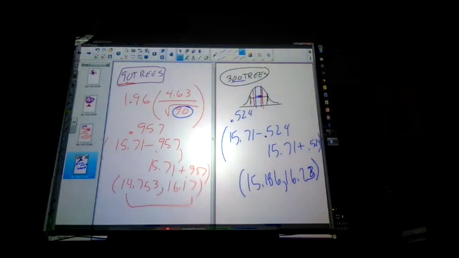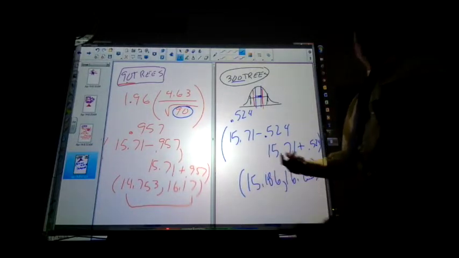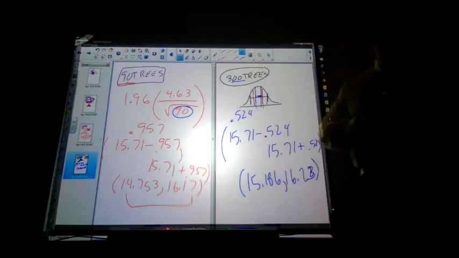Okay? Did I do that math right? I think I did. So we're even closer together here. We're more confident because we took more.